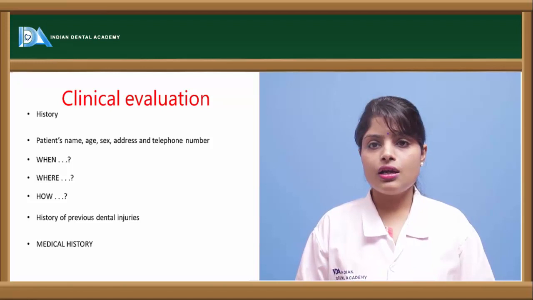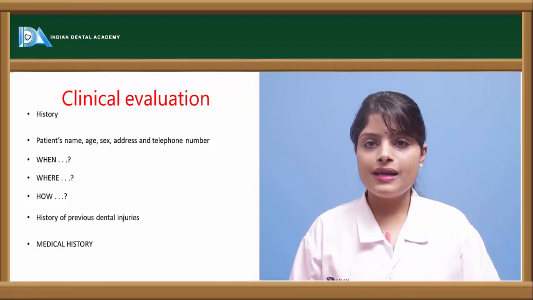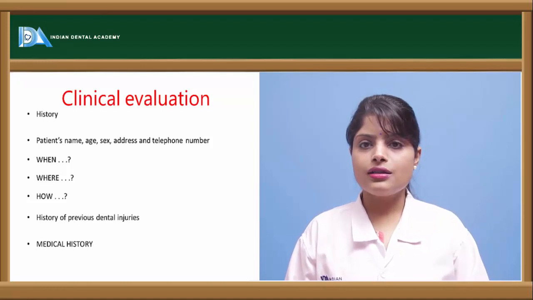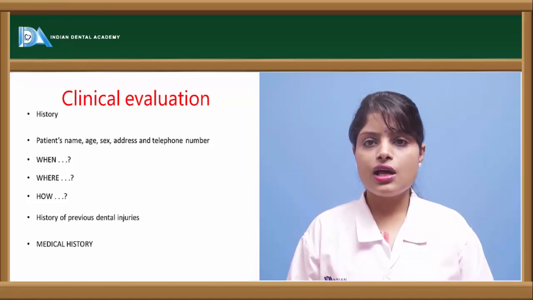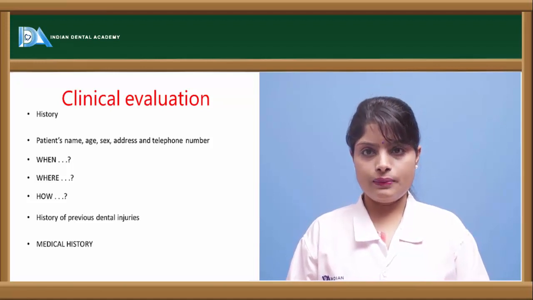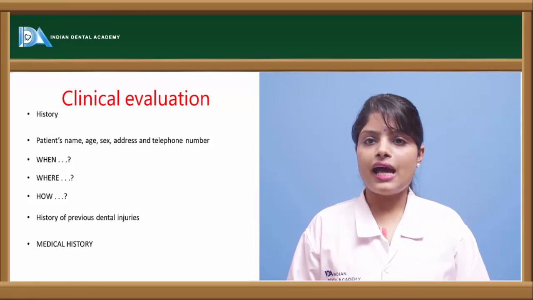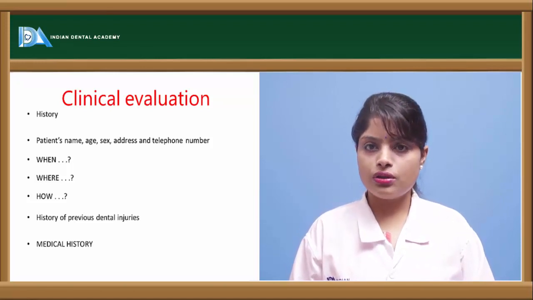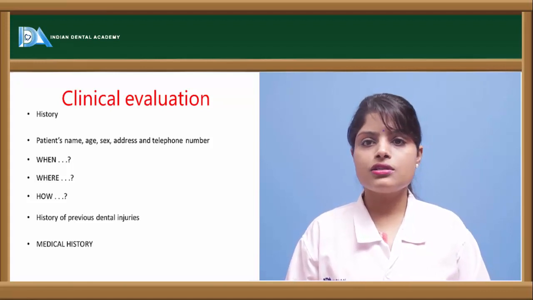If the object is not sharp, it will cause a blunt injury and will lead to either bruising of the gingiva or the mucosal surfaces and soft tissue injury. So these are the factors which are responsible for the type of injury to the tooth. Even the direction of the impacting force is important.